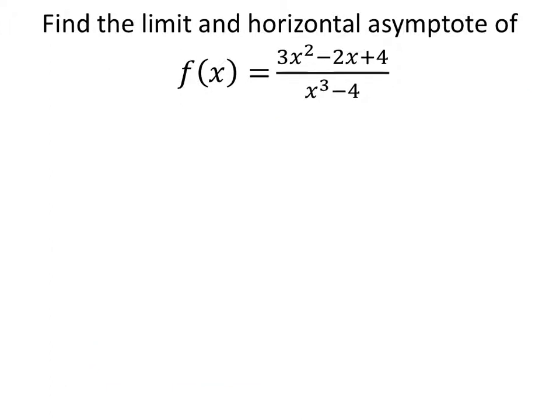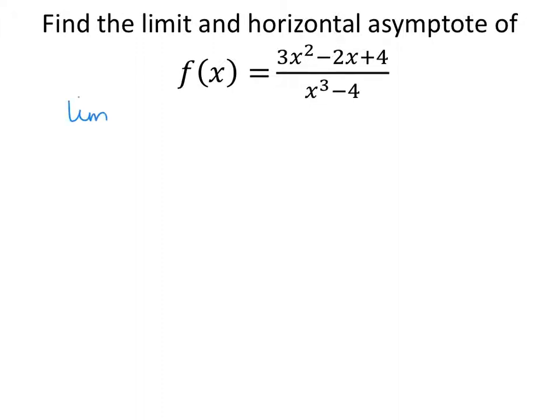All right, so let's try another one. So that last one actually had no horizontal asymptote. So not every function will have a horizontal asymptote. This one does. So I have f of x equals 3x squared minus 2x plus 4 over x cubed minus 4. Now we do have vertical asymptotes. We'll skip that one because we want to focus on the horizontals this time.